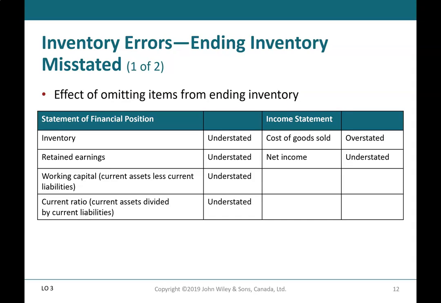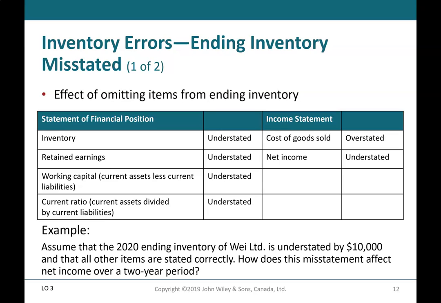Working capital, current assets less current liabilities, is understated. And the current ratio, current assets divided by current liabilities, is understated. Example. Assume that the 2020 ending inventory of We Ltd. is understated by $10,000 and that all other items are stated correctly. How does this misstatement affect net income over a 2-year period?